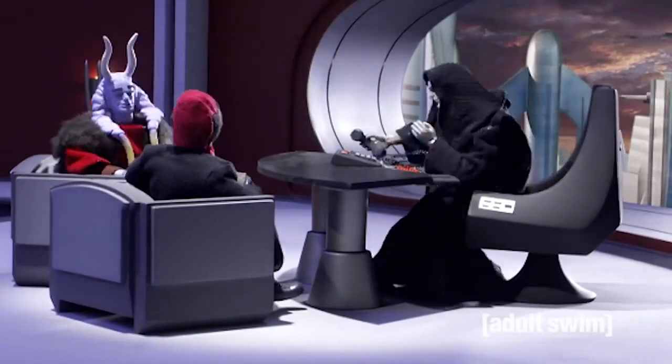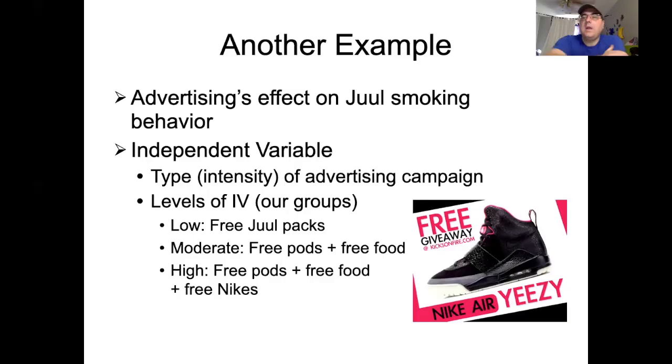I love you too. Okay, so let's run another example here in order to make sure you got it. And what I'm going to look at here are 3 different groups, each one of which is having a different level of intensity and expense for advertising a product. Okay, so the independent variable here is going to be the type or intensity of advertising campaign. That is the thing that is going to determine our groups.